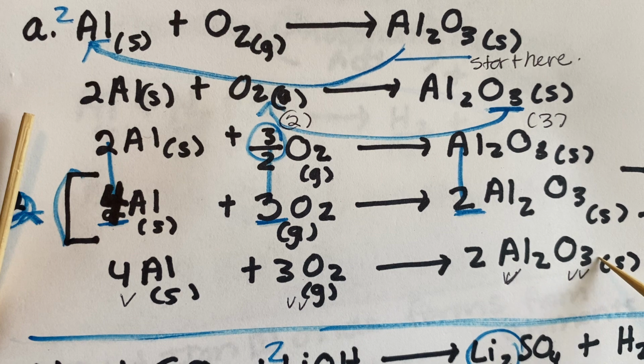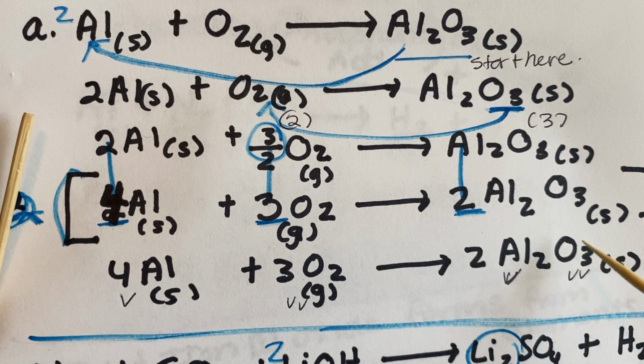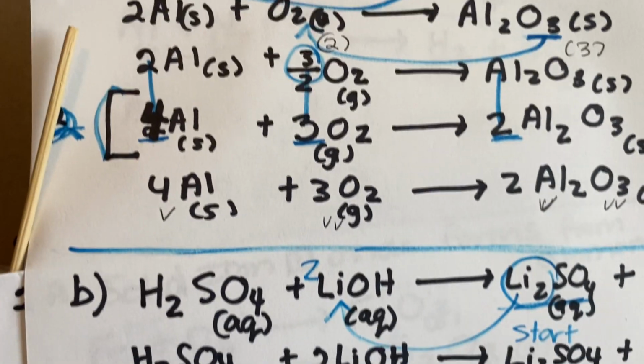And I look over here. I have 3 times 2, because there's the coefficient in front. 3 times 2 is 6. Now, this just means it's a solid, and this is a gas, and this is a solid. Okay? Alrighty, let's go on to B here.